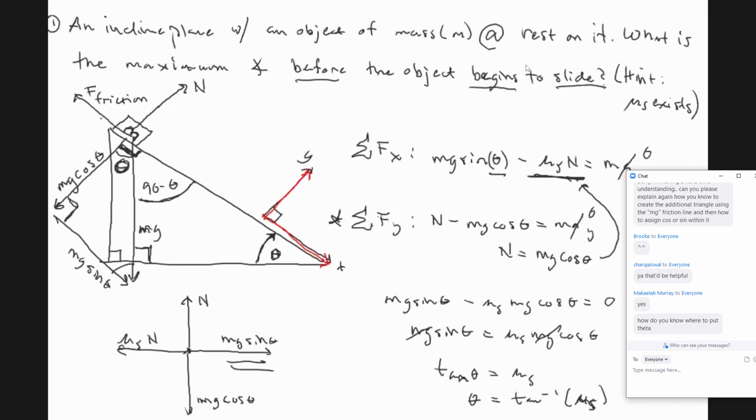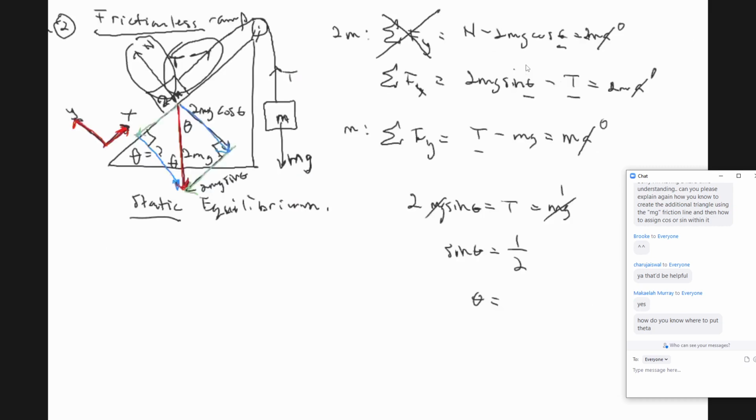Did that answer your question of why we know where to put theta? Yeah, I did hear. So the same thing applies here, right? Let me erase all this other extra noise that we put in. That's theta. This is 90. This is 90 minus theta, right? This is theta because this forms a 90-degree angle. Oh, okay. That makes sense. Thank you. Yep.